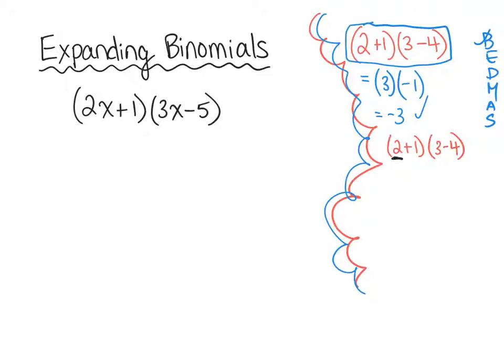For example, I could start with my 2 in the first bracket and multiply that 2 by everything in the second bracket. 2 times 3 is 6. 2 times -4 is -8. Then if I move on to the 1, I multiply everything in the second bracket by the 1. So 1 times 3 is +3, and 1 times -4 is -4. Then I add up all those things: 6 take away 8 is -2, plus 3 is 1, 1 minus 4 is -3. So you can see how I get the same exact answer.